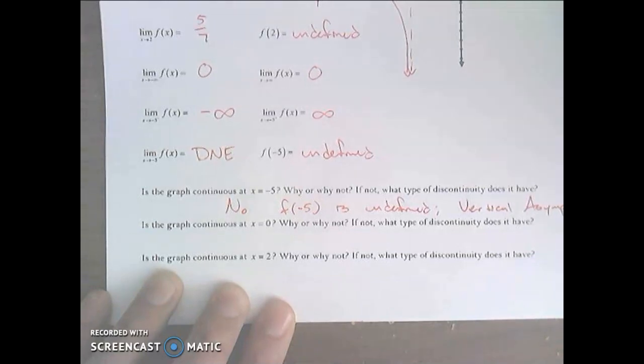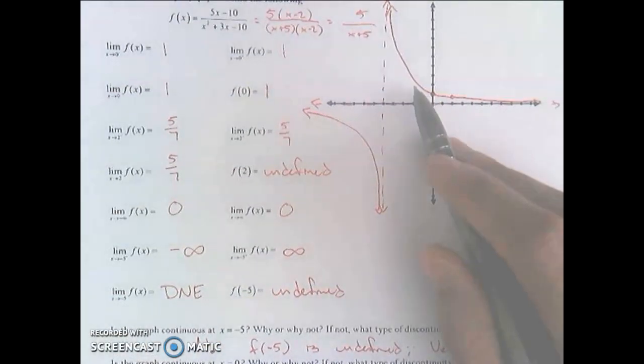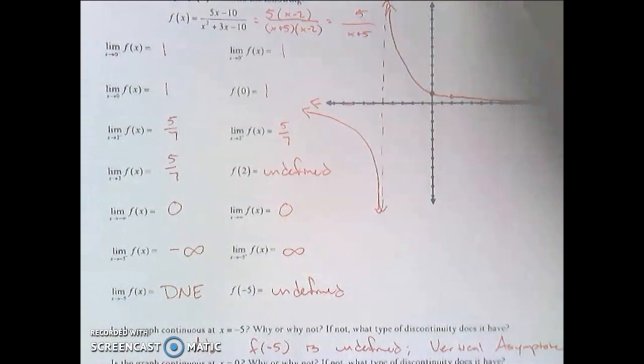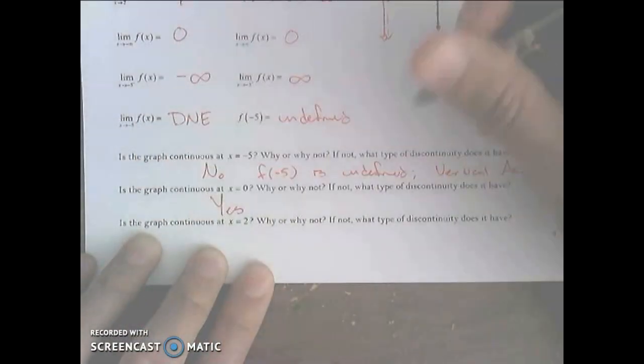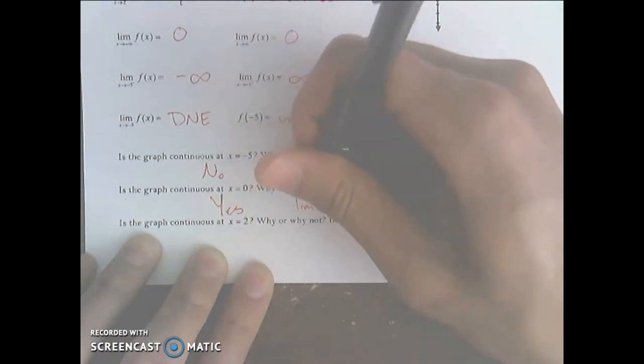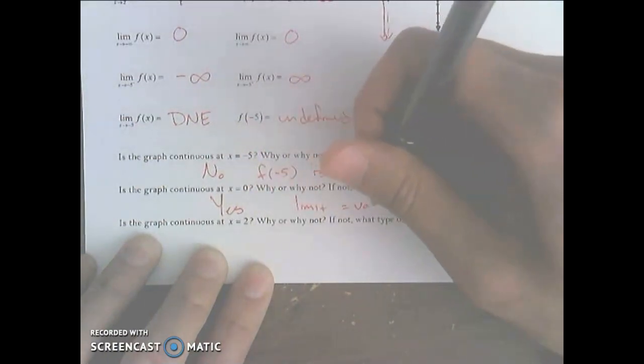What about at 0? Is it continuous? It sure is. It follows along. It hits the axis, the y-axis. It is continuous. And in this case, the limit is equal to the function value.